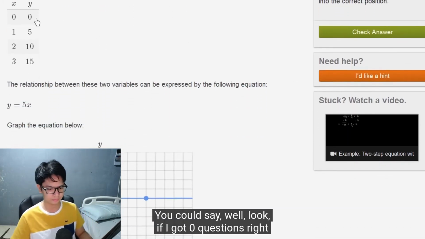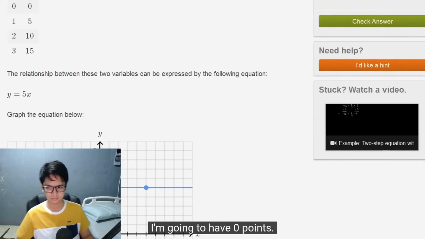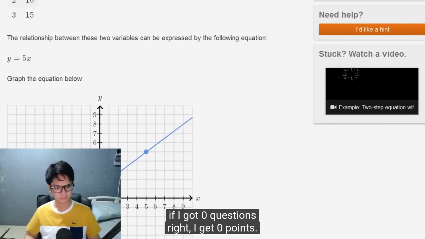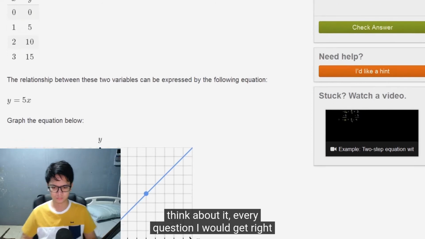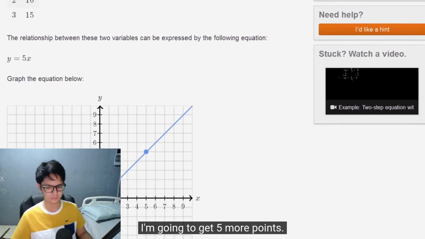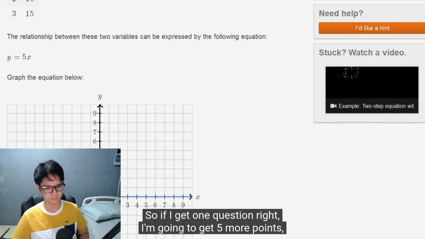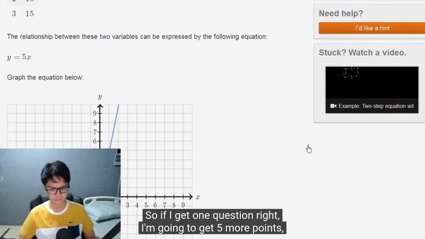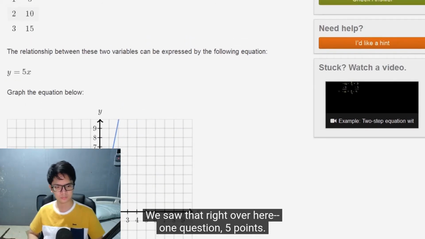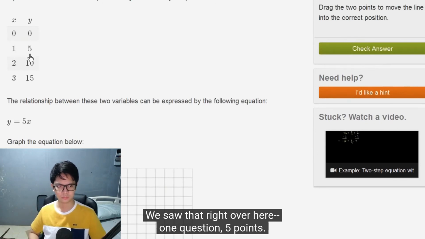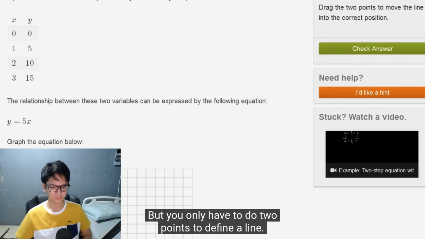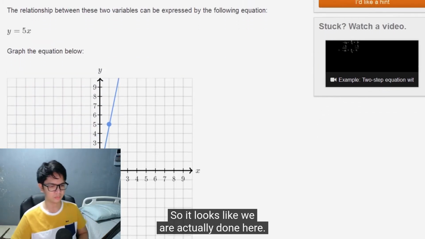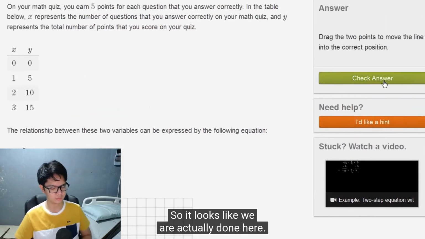So you could look at a couple of your points. You could say, well, look, if I got 0 questions right, I'm going to have 0 points. So you could literally graph that point. If I got 0 questions right, I get 0 points. And then if I get 1 question right, and the table tells us that, or we could logically think about it, every question I get right, I'm going to get 5 more points. So if I get 1 question right, I'm going to get 5 more points. And we saw that in our table as well. We saw that right over here. 1 question, 5 points. We could also have plotted 2 questions, 10 points, any of these. But you only have to do 2 points to define a line. So it looks like we are actually done here.